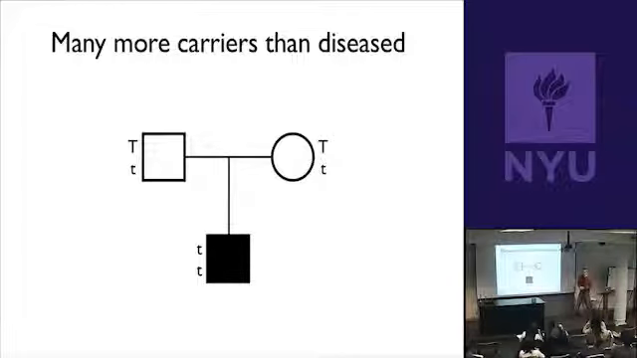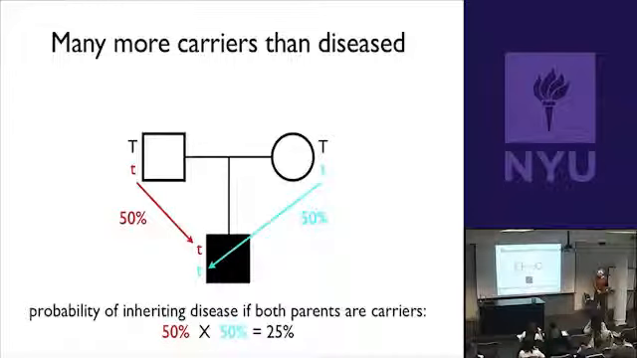1/4, right? The reason it's 1/4 is there's a 50% chance that this parent gives that allele, and a 50% chance that this parent gives that allele, so 50% times 50% is 25%, or 1/2 times 1/2 is 1/4. So the probability of this child being affected, given that the parents are carriers, is 1 in 4.